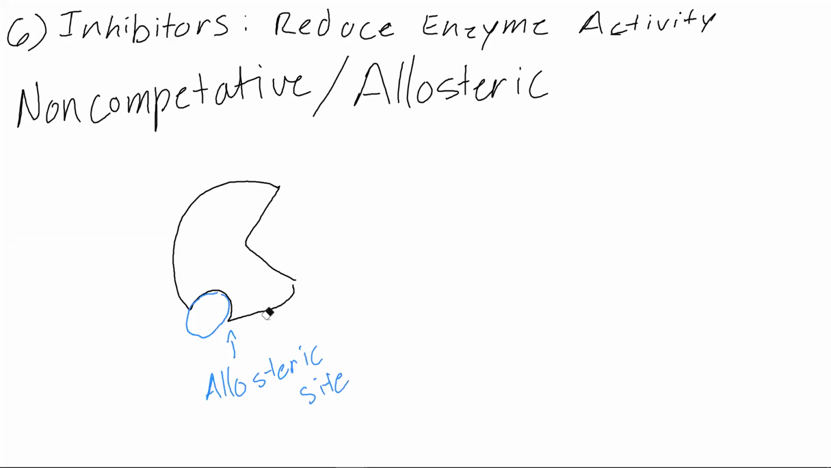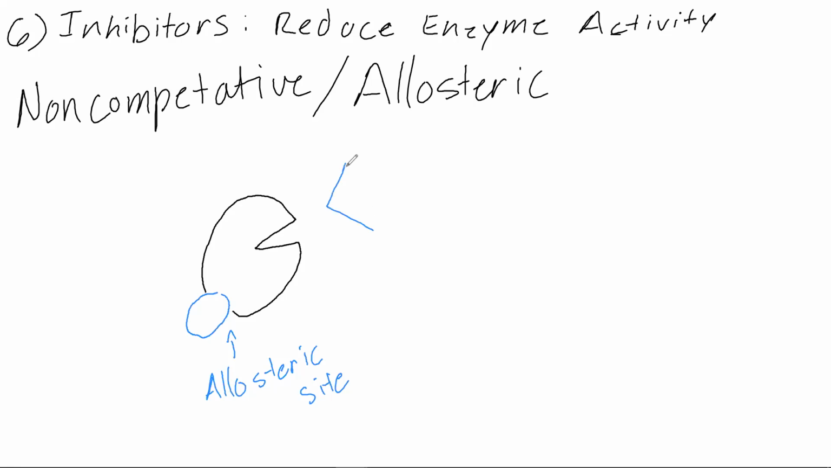So let me redraw good old Pac-Man. Poor Pac-Man now only has, oh, wait a minute, this is in blue. I should have done it in black. Give me 1 second. Poor Pac-Man barely has his mouth open. And our old substrate is now too wide to fit into the enzyme, meaning no reaction is going to happen. Since it hit the allosteric site, it changed the shape of the enzyme, so now the enzyme cannot receive the substrate.